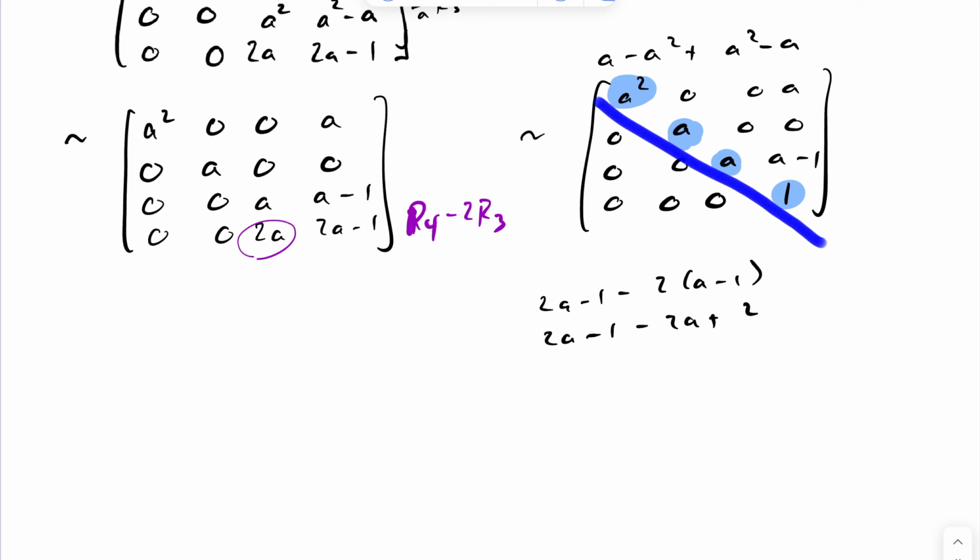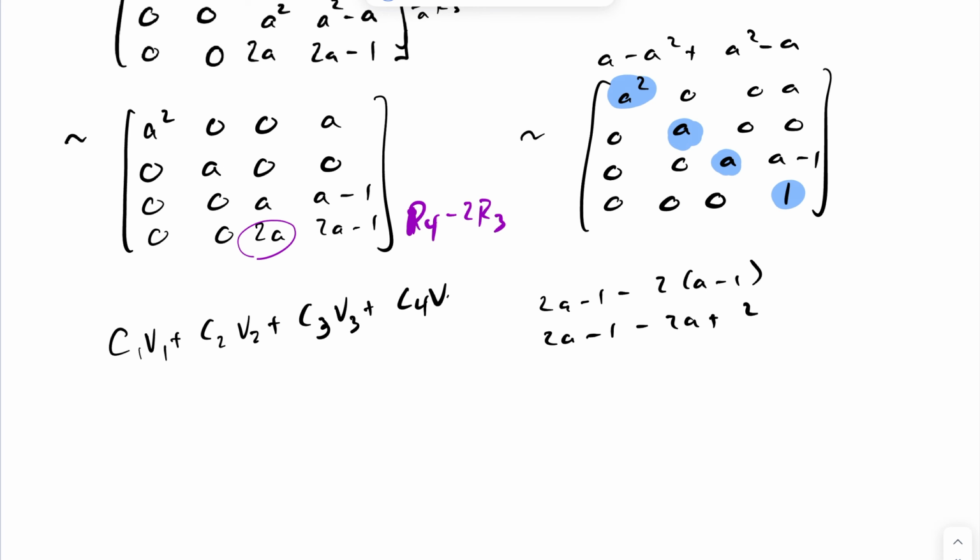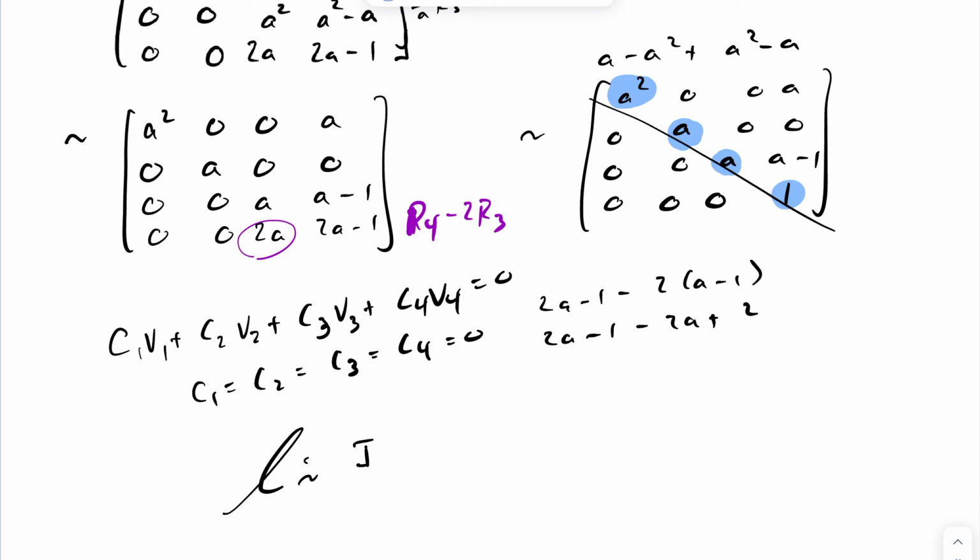And you can see solving this would give a unique solution, and therefore the only way that combination, again, we've talked about this before, but if I have C1V1 plus C2V2 plus C3V3 plus C4V4, the only way that's going to be 0 here now, because we have a unique solution, is if C1 equals C2 equals C3 equals C4 equals 0. So this is linearly independent, the whole set.